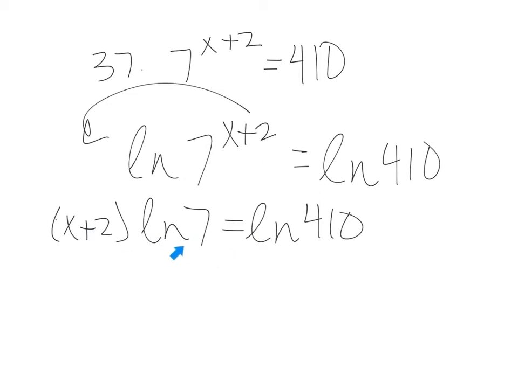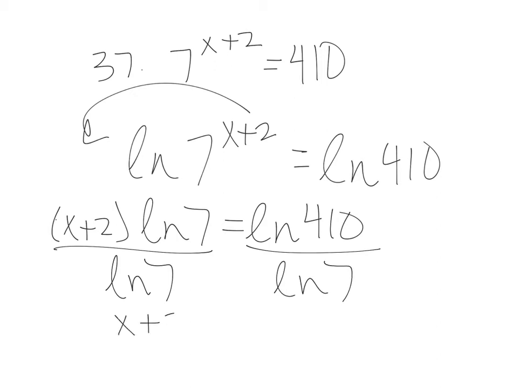So we have two options here. We could divide both sides by natural log 7, and then we'd subtract over 2. I think let's go that way, and then the other way would be distributing and then solving for x. So first thing I'm going to do is divide by natural log 7. And when we do that, we get x plus 2. Note that's just anything over itself cancels. And then here we have natural log 410 divided by natural log 7.